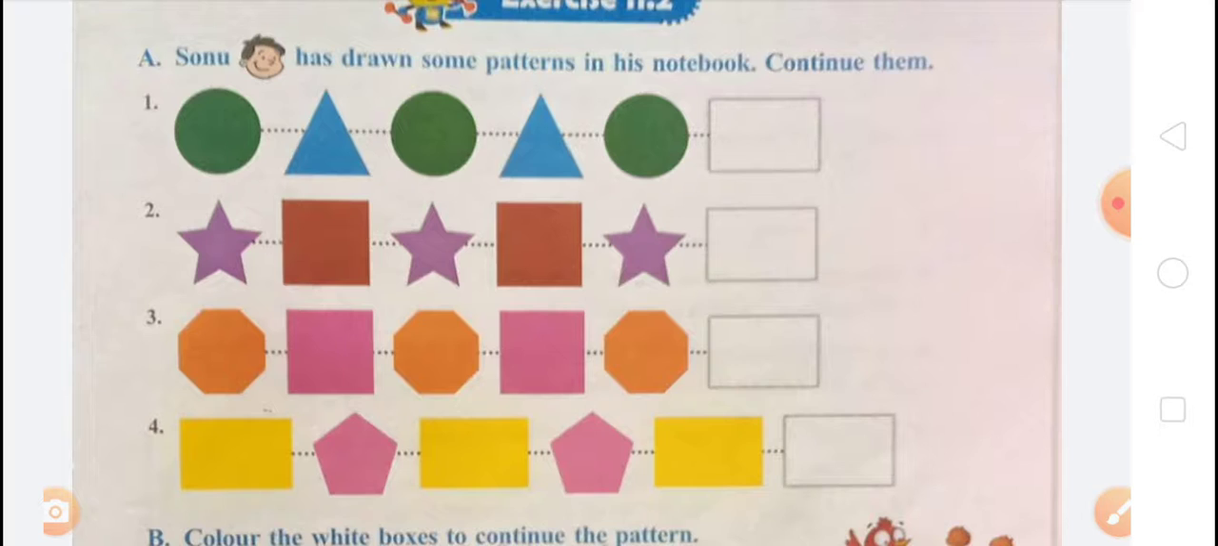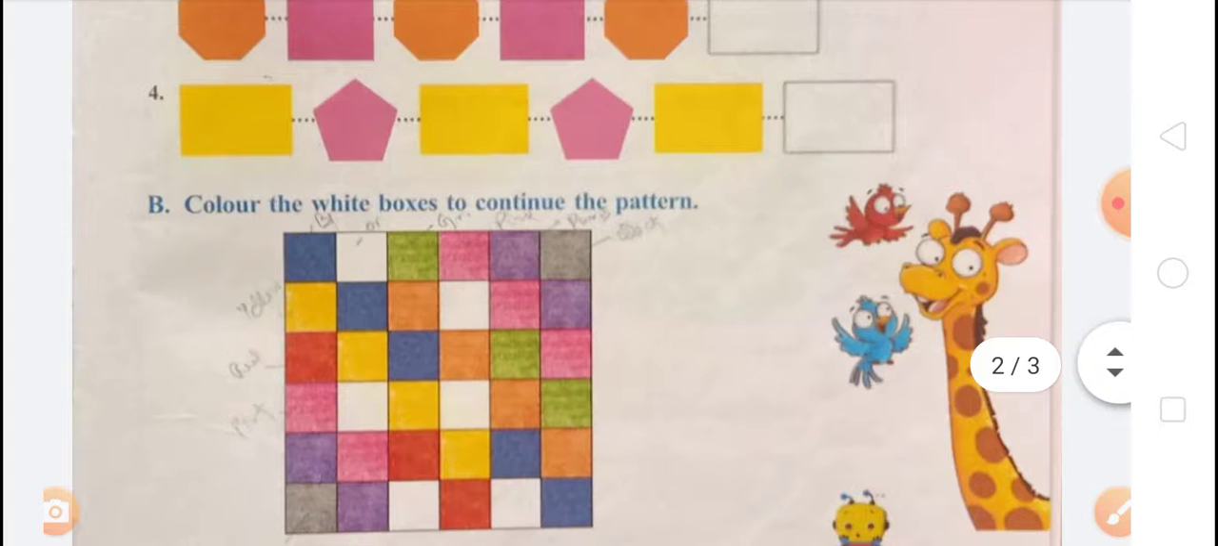And you have to color these pictures with the same color, like the triangles with blue color, the stars with pink color. Okay, and then you have to color the pictures with the same color. Okay, now come on question number B.